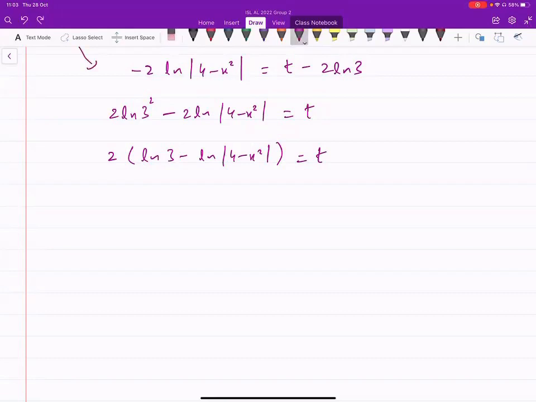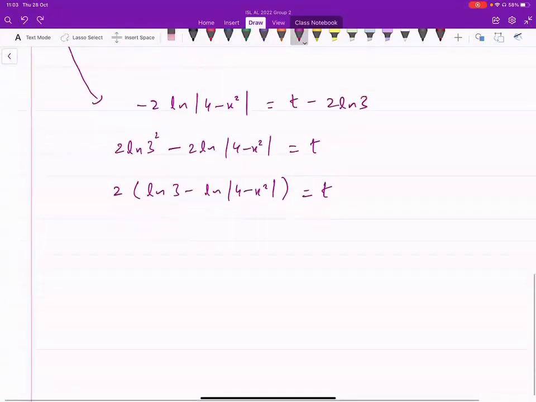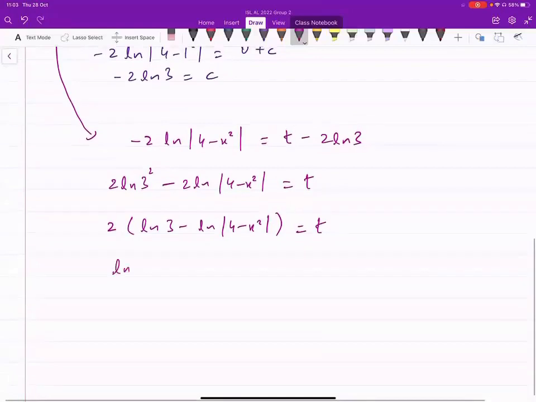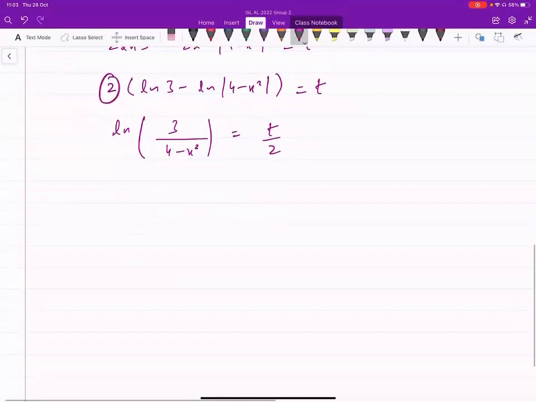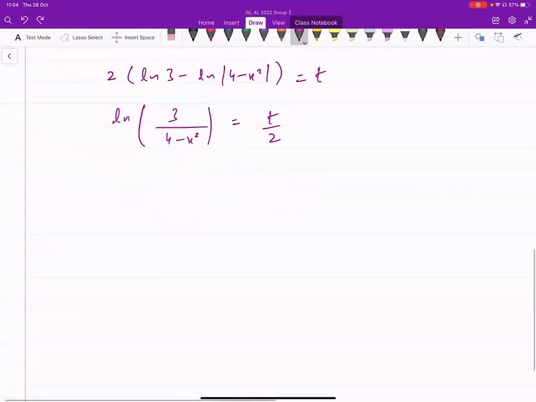Okay. What do we get now? We have ln 3 over 4 minus x square equals t over 2. So what we're doing is we've taken this 2 to the other side. That becomes t over 2. अंदर जो log वाला part है उसमें हमने जो उसका division rule है log का वो apply कर दिया. ठीक है. We've got subtraction outside, log के अंदर division हो जाएगी. We get this thing. Now it becomes 3 over 4 minus x square.